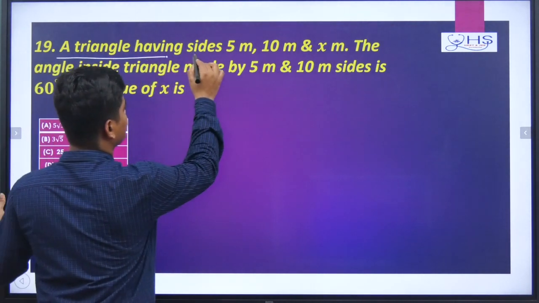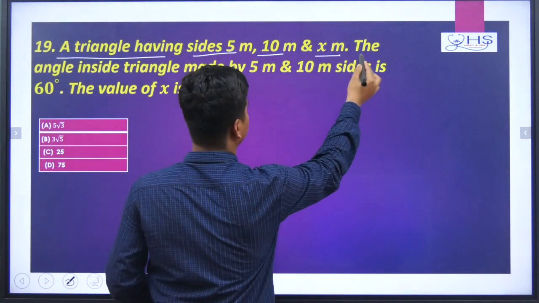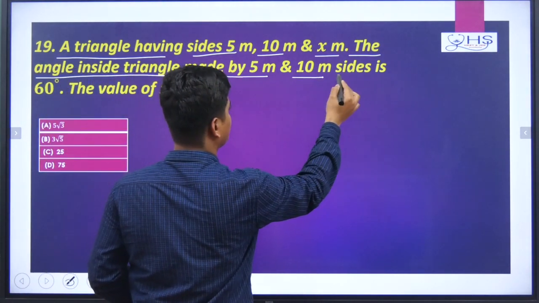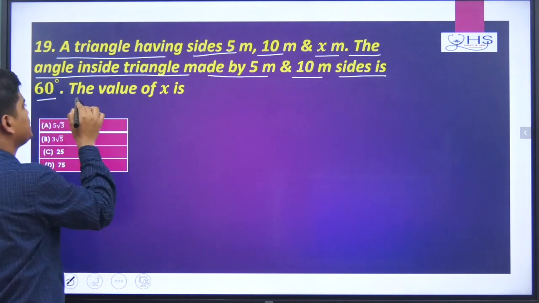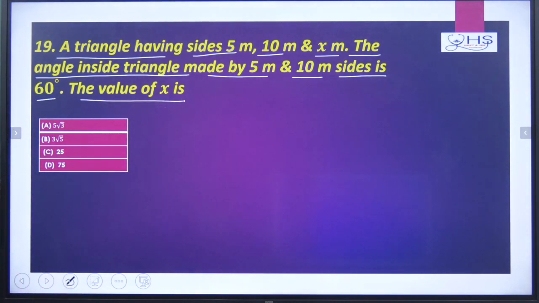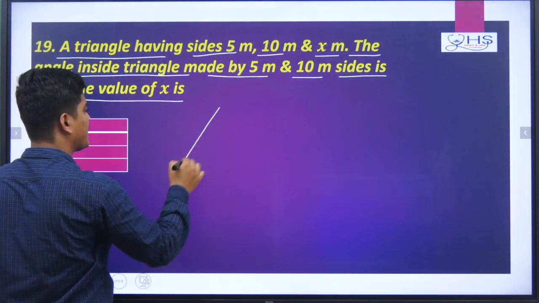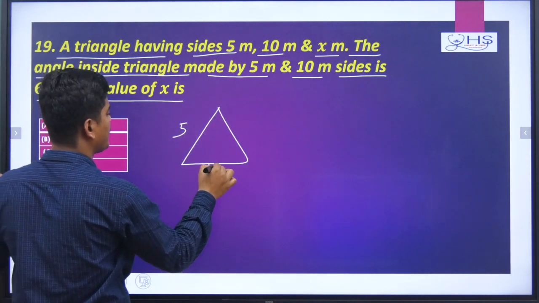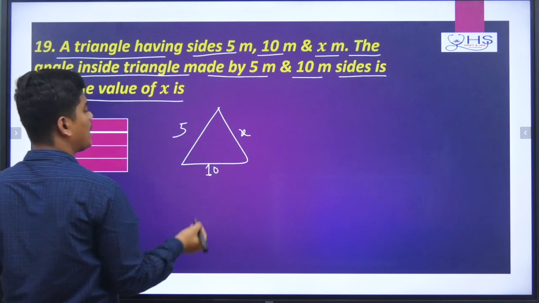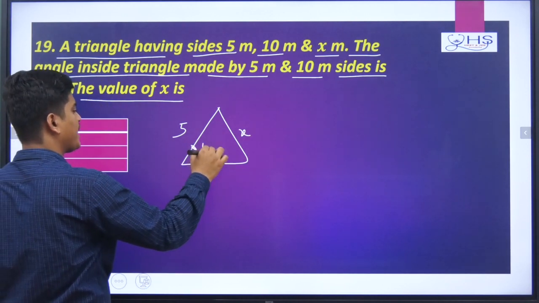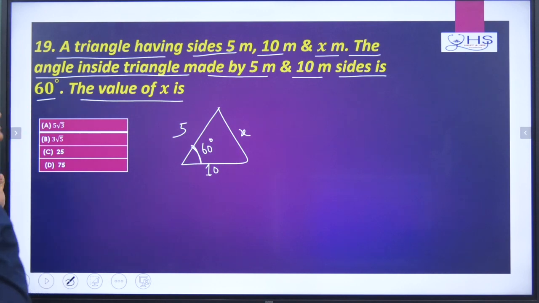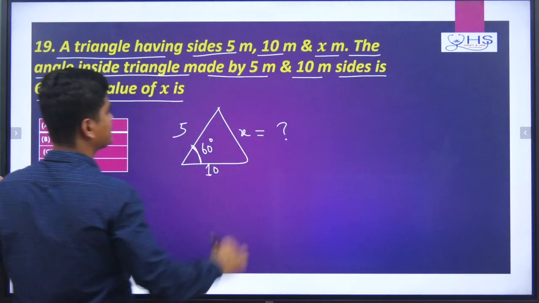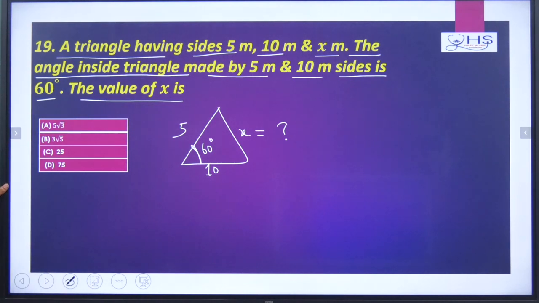Now come to the next question. A triangle having sides 5 meter, 10 meter and x meter. The angle inside the triangle made by the 5 meter and 10 meter sides is 60 degree. Then what is the value of x? Remember, a triangle is there with one side 5, one side 10, one side x. Between 5 and 10 the angle is given as 60 degree. Now you need to find the value of x.